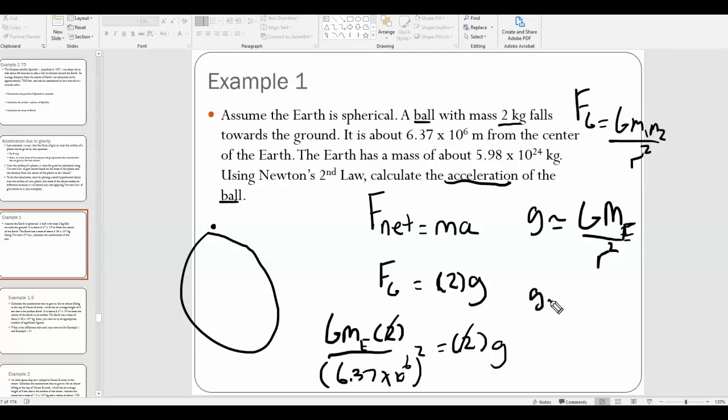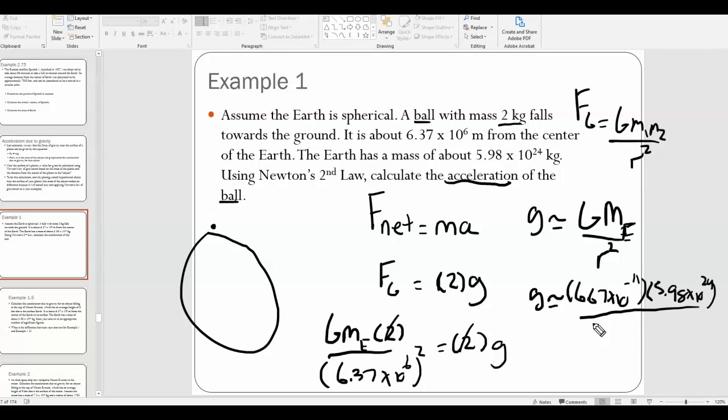And now here's really where I should plug in that value at the end of the problem. Okay, so 6.67 times 10 to the negative 11 times the mass of the Earth, which is 5.98 times 10 to the 24, divided by the distance between the Earth and the hypothetical ball. And again, it's hypothetical because if the mass of the ball cancels out, it doesn't really have to be a 2 kilogram ball. It could be any object I wanted.